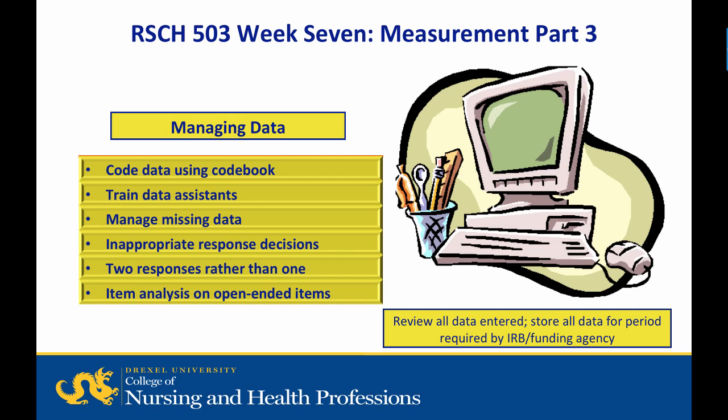To summarize, managing the data that is collected must be undertaken meticulously. This includes coding data according to the pre-designed codebook, training assistants consistently according to a standard training program, managing missing data in subjects' responses and coding same as missing, managing any subject's inappropriate response choices, deciding how to manage a subject's double response, that is, two responses rather than only one to any question, and item analyzing responses that are open-ended in order to have such responses appropriately analyzed.